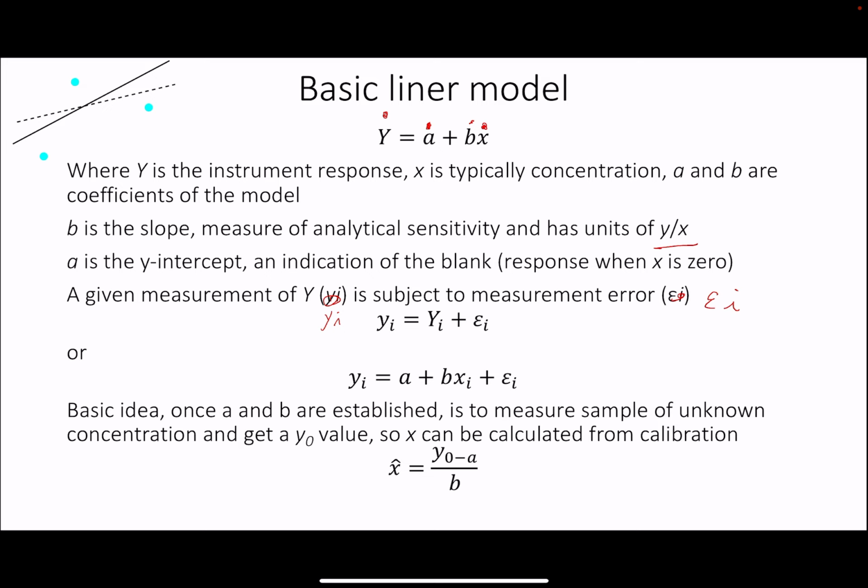So basically the idea is you use your calibration curve to figure out what A and B are to get the equation of the line, and then you measure a sample that has an unknown concentration. So you measure a sample and you don't know the concentration, but you know what the instrument response is. And so you can calculate the concentration from the calibration. So we're going to go through this step by step.